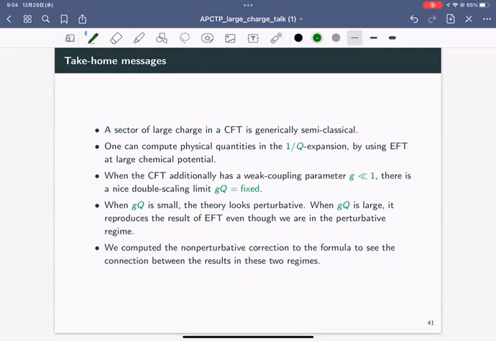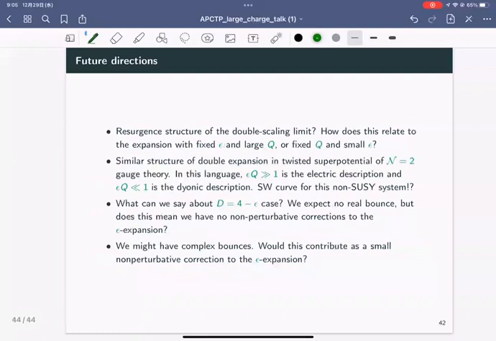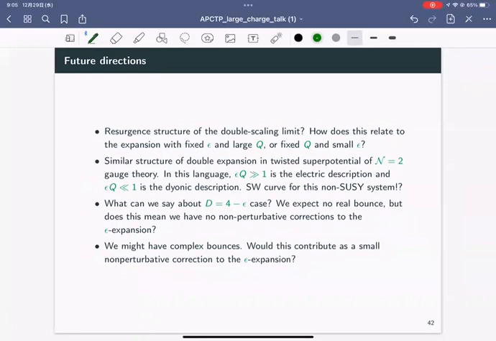And when G times Q is large, it reproduces the result of the effective field theory, meaning it looks a little strongly coupled, even though we're in the perturbative regime. We computed a non-perturbative correction to the formula to see the connection between the results in these two regimes. And the future direction would be understanding the resurgence structure of this double scaling limit, because how does this relate to the expansion with fixed epsilon and large Q, or fixed Q and large epsilon?